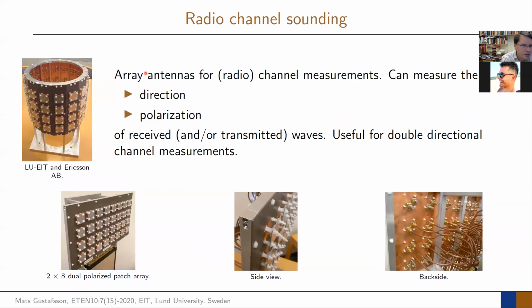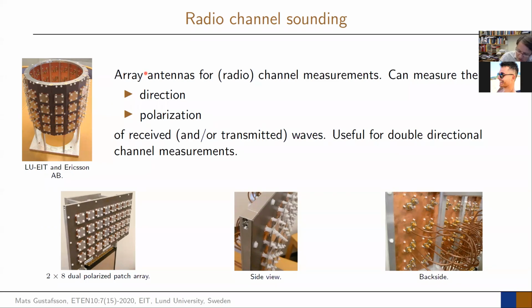Radio channel sounding. For example, at this department, there is a lot of propagation research. So how do radio waves propagate? What does the communication channel look like? And to know that, you can go out and measure it. And to measure that, you would like to measure it with large arrays.